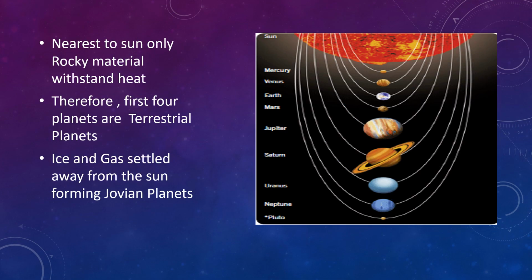Closer to the sun, only rocky material could withstand the heat and the solar wind. Therefore, the first 4 planets are the terrestrial planets. Materials like ice and gas settled away from the sun, forming the gas giants and the ice giants.